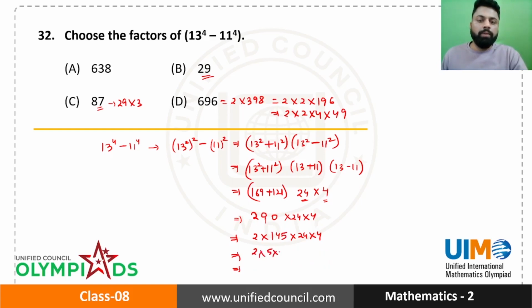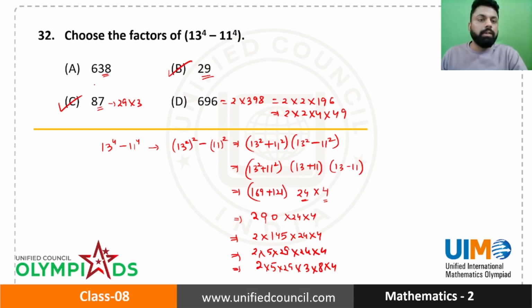This is 2 into 5 into 29 into 24 into 4. So 29 is the factor. Then after that, B, C and D. C is also 29 into 3 is also there. 2 into 5 into 29 into 3 into 8 into 4. This is also there.